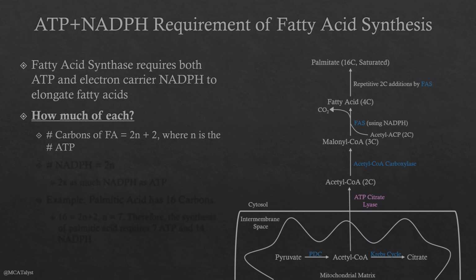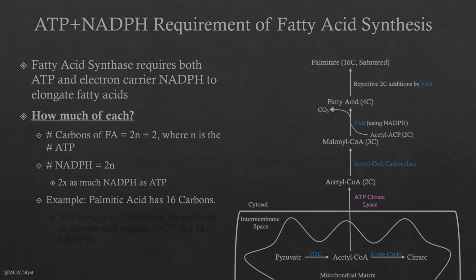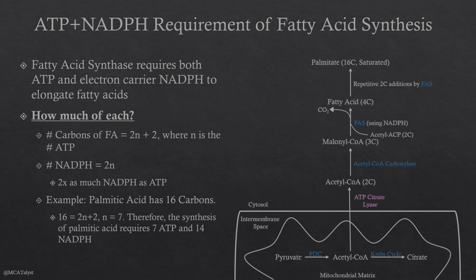This n that you're going to be solving for is the number of ATP, and you just multiply n by 2 in order to get the number of NADPH. Basically, there's going to be twice as much NADPH used as ATP. So for example, let's take that palmitic acid that we just talked about on the last slide. It has 16 carbons, and so 16 is equal to 2n plus 2. If you solve for n, you're going to get 7. So therefore, the synthesis of palmitic acid requires 7 ATP and 14 NADPH because it requires twice as much NADPH as it does ATP.